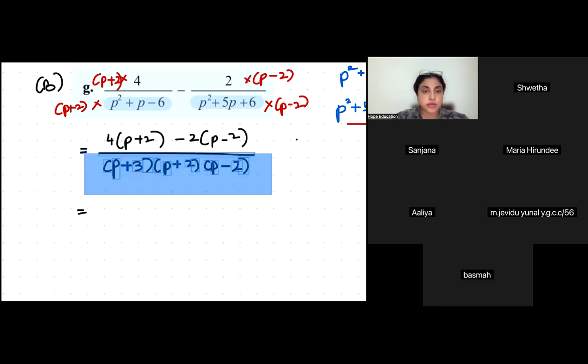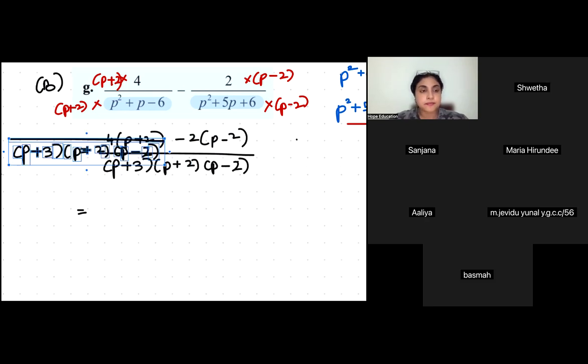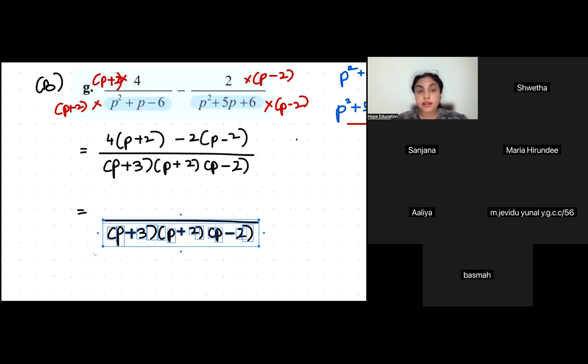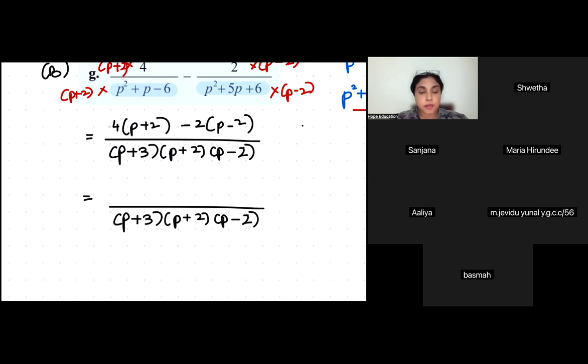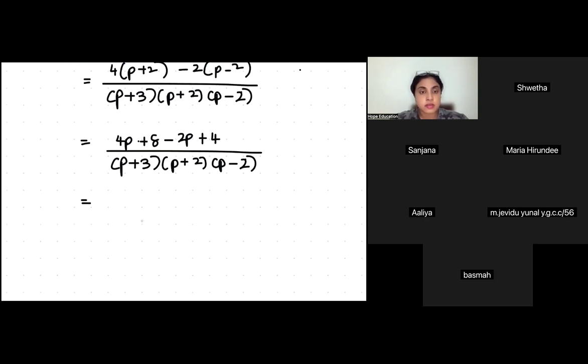So I shall write it as it is. Taking the numerator, 4 times p is 4p. 4 times minus 2 is plus 8. Minus 2 times plus p is minus 2p. Minus 2 times minus 2 is plus 4. Equals 4p minus 2p is 2p, plus 8 plus 4 is plus 12.